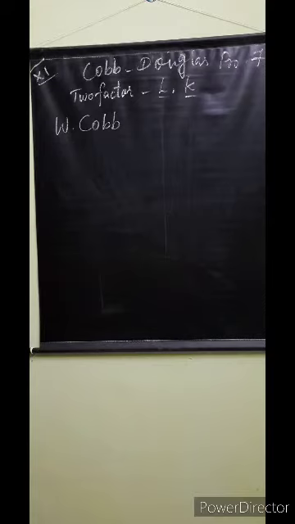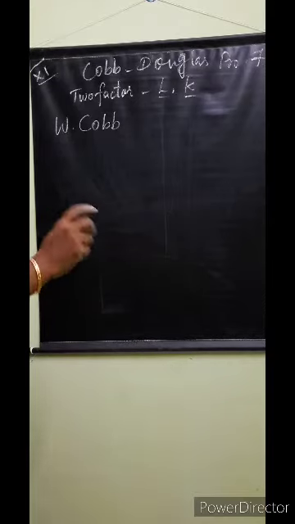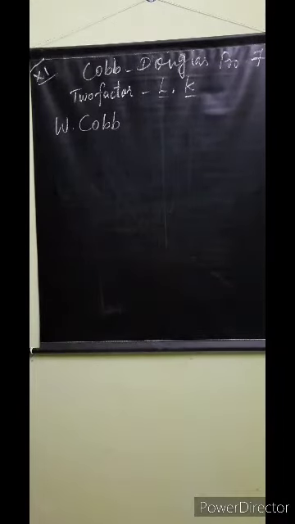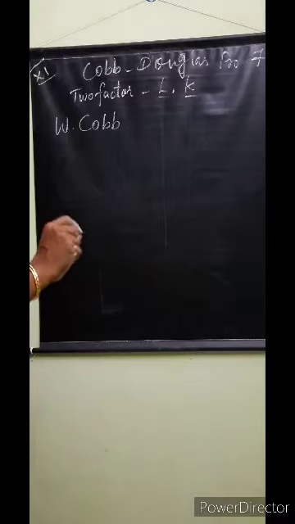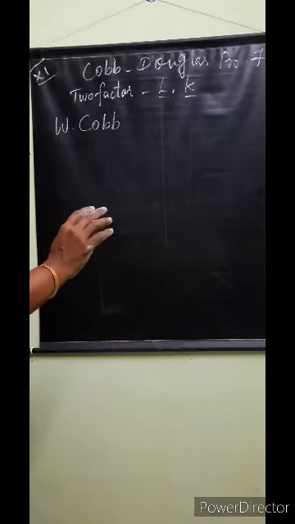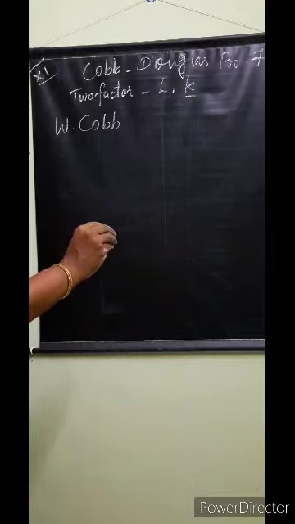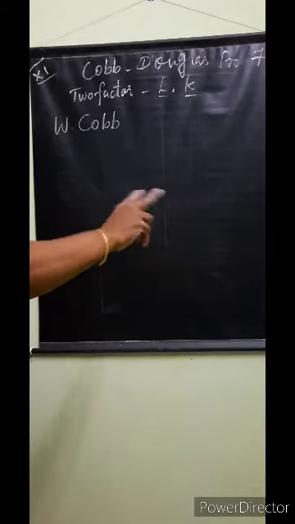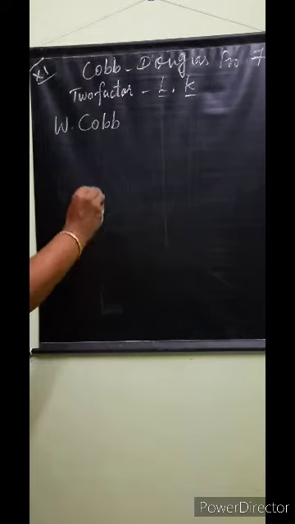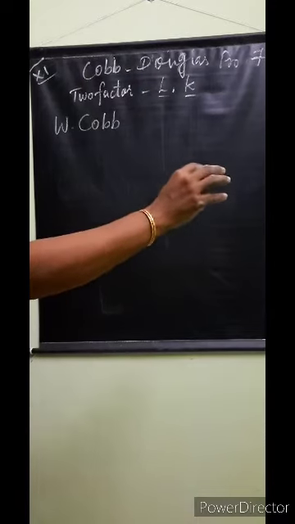So he gave this production function when they had a study on the American manufacturing industry. So it's a linear homogeneous production function. That means homogeneous means a single product. For example, if it is textile, they have taken two textile industries. One industry is labor intensive, one industry is capital intensive.